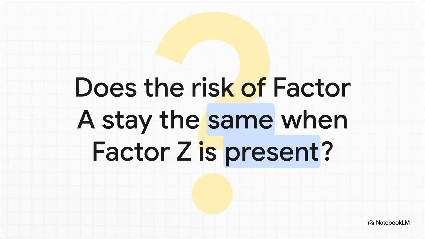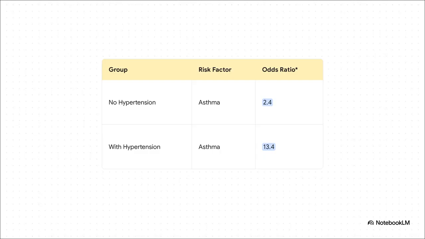Does the risk from factor A look the same when it's all by itself versus when factor Z is also around? If the risk level from factor A suddenly jumps or plummets when factor Z shows up, well, that is a massive red flag that an interaction is happening. And wow, check this out. This example makes it crystal clear.